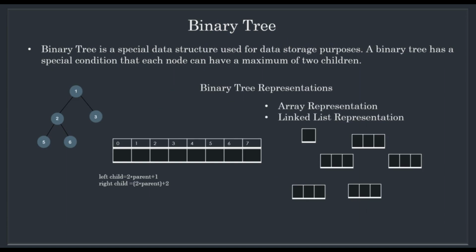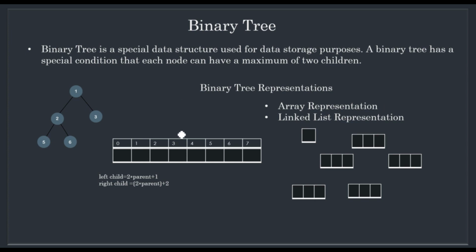Now, this is the basic concept of the tree data structure. So what is the main purpose of a data structure? Storing values in an organized manner in our computer memory. So there are two main memory representations of the binary tree, that is array representation and linked list representation.